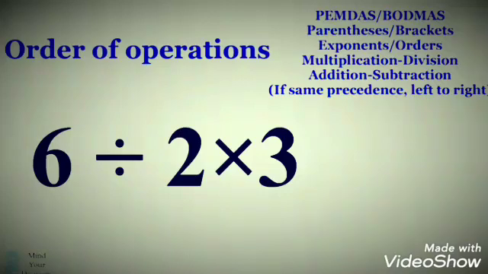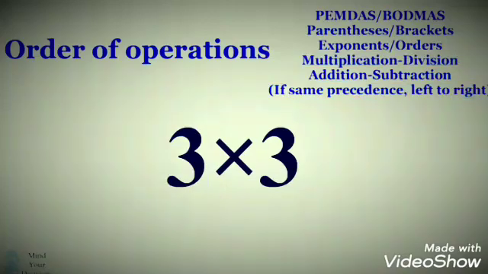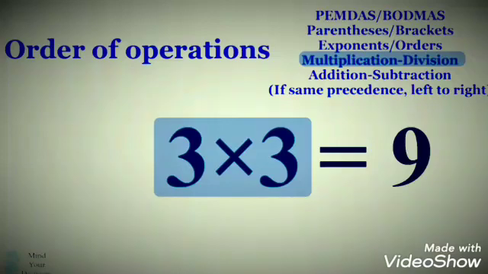This expression only contains multiplication and division. These are operators of equal precedence, so we'll evaluate them from left to right. Starting on the left, we have 6 divided by 2. 6 divided by 2 is equal to 3. We then have 3 multiplied by 3, one final multiplication. And that gets us to the correct answer of 9.